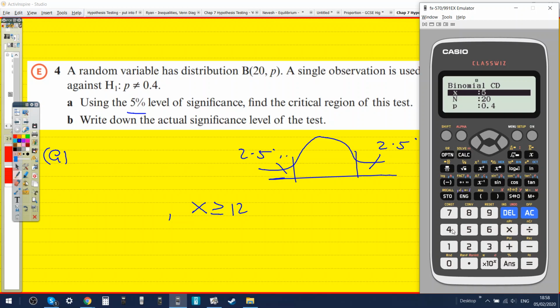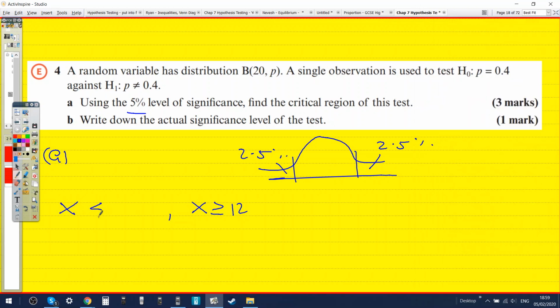So x is 3. I got 0.015, which is too small. And 4 is 0.05. Right, so 4 or less happens 5% of the time. But we want 2.5%. Yep. But when x is 3, we get 1.5%. Right. So what's our lower critical region?